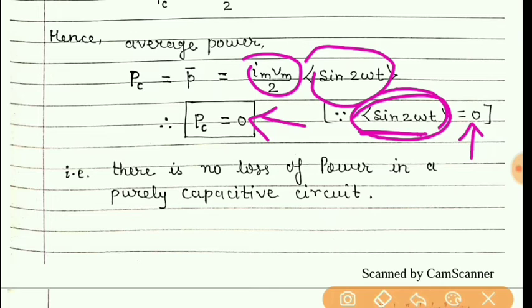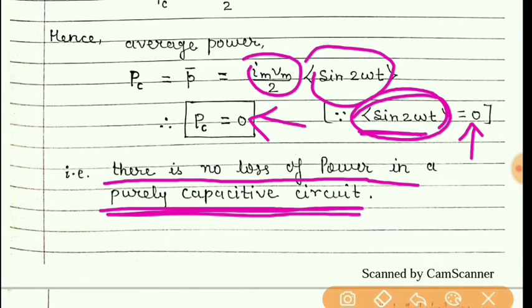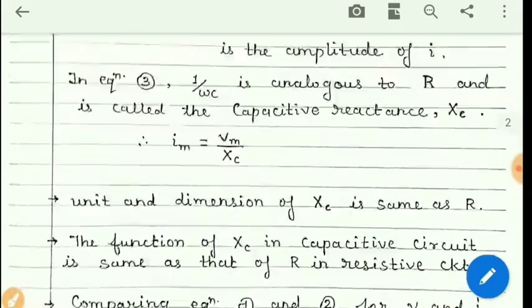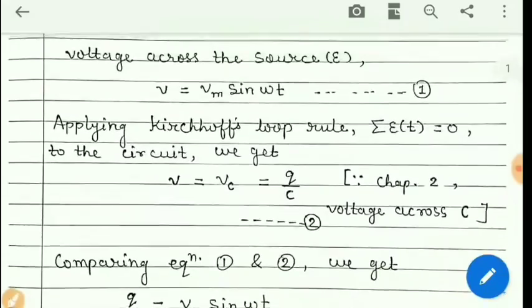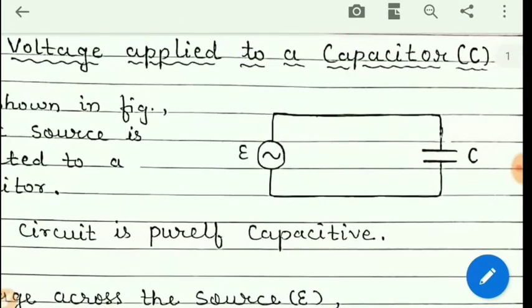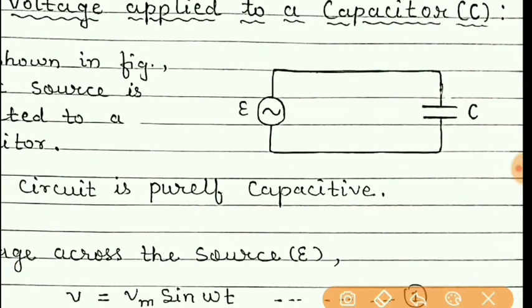Hence, we can say that there is no loss of power in a purely capacitive circuit. Students, why does this happen? It is because we know that the source voltage oscillates in this way.